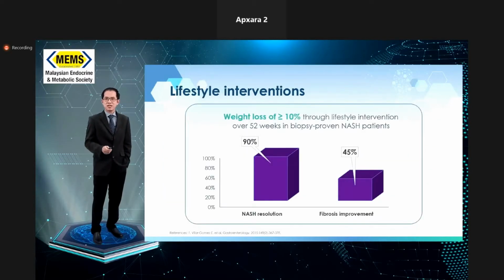In this study on nearly 300 patients with biopsy-proven NASH who underwent lifestyle modification over 52 weeks and had a repeat liver biopsy after that, weight loss of at least 10% has been shown to result in NASH resolution in 90% of patients and fibrosis improvement in 45% of patients.